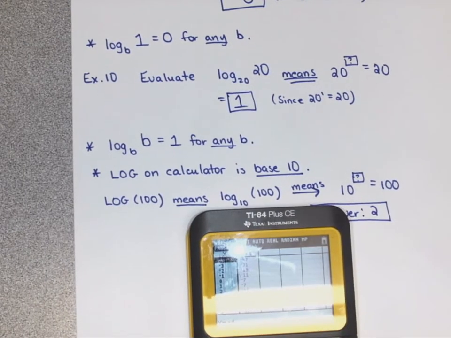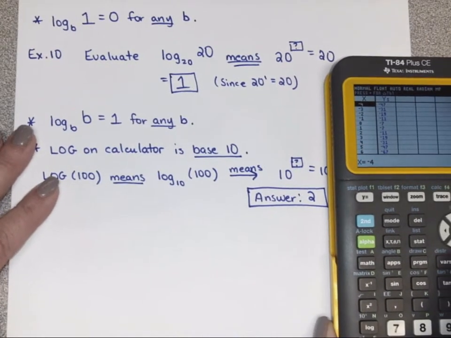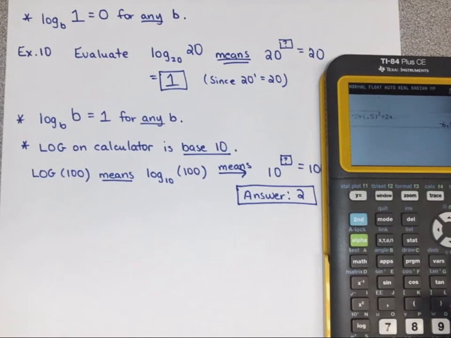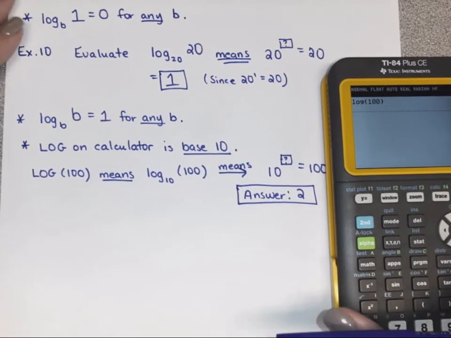Okay, so let's go ahead and punch that in the calculator. Let me get out of the glare here. So we punch this in the calculator. Just do log of 100, okay, and notice it's going to do what we want because it happens to be base 10. I know it's kind of dark there, but note the answer's 2, just like we thought.